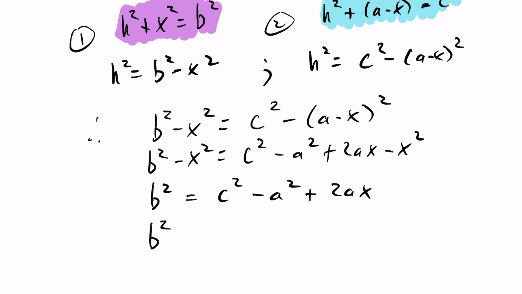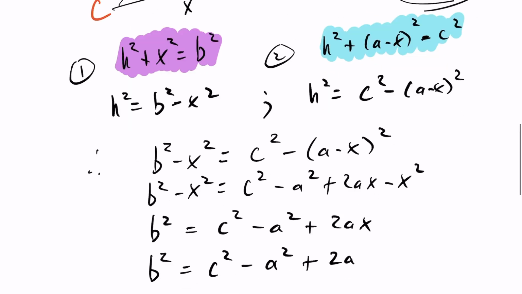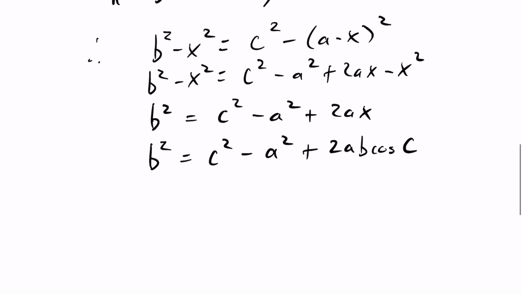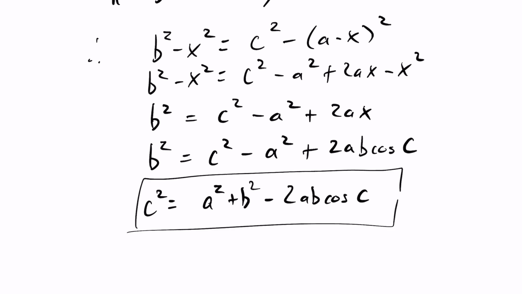But as we just discussed, we know that x is actually equal to b cos C. So I can get rid of that x and put b cos angle C. And therefore, to finish this off, I'm going to isolate for c squared, in which case I get c squared equals a squared plus b squared minus 2ab cos of angle C, and that is our cosine law. So I have c squared equals a squared plus b squared minus 2ab cos of angle C.